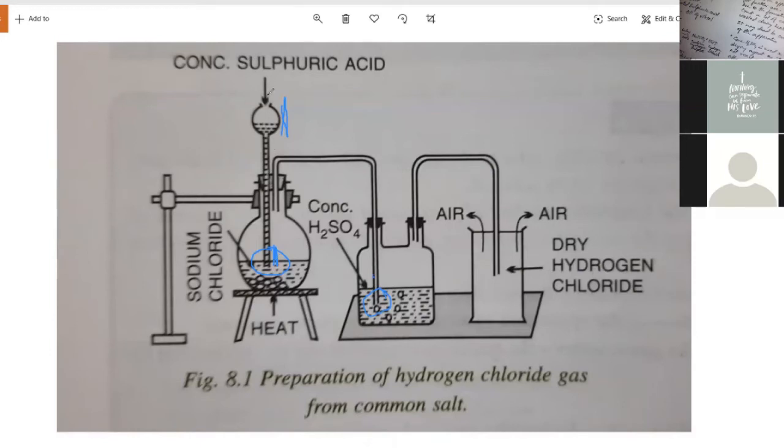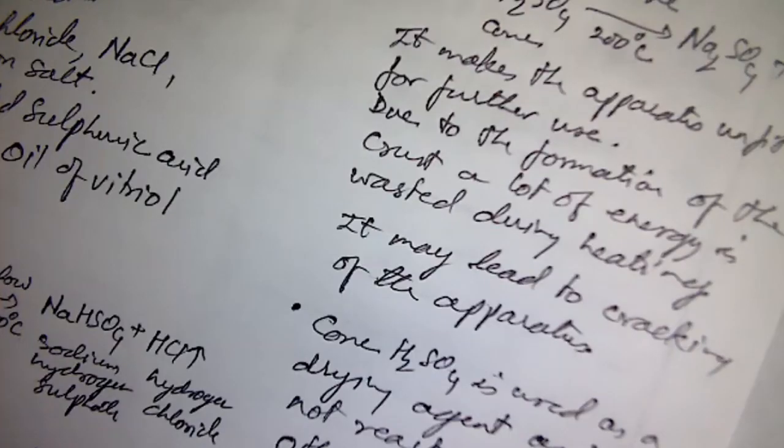Through this, we are adding sulfuric acid. It is going here, isn't it? And then this is your sodium chloride. Sodium chloride is a solid. Acid is a liquid. That's why we are adding the acid through the thistle funnel. The lower tip of the thistle funnel should always be dipped inside the acid. Always remember that. So we have completed the laboratory preparation part of hydrogen chloride gas.